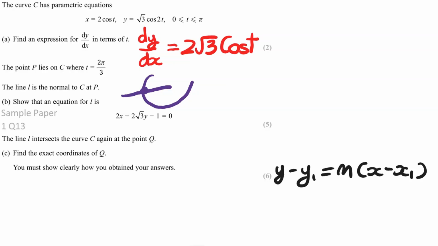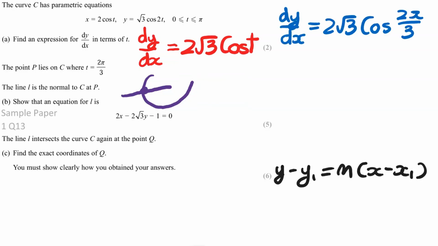In order to find the equation of a straight line, you need two things. You need the gradient of this line, the gradient of the normal, and you also need a coordinate. You need a point on this line. Okay, so let's start with the gradient because this is easy. Remember, the gradient is dy over dx, and we have an equation for dy over dx, and we're told that the normal is at the point P, and we're told that at the point P, t is equal to 2 pi over 3. So what we can just do is sub in 2 pi over 3 into this dy over dx equation like this here, and if you put this into your calculator, you get that dy over dx is equal to minus root 3. So this is the gradient at the point P on the curve C.